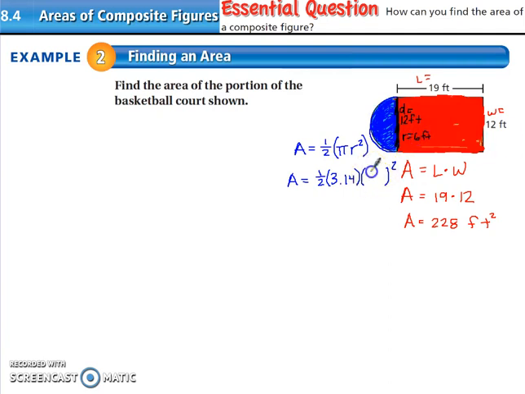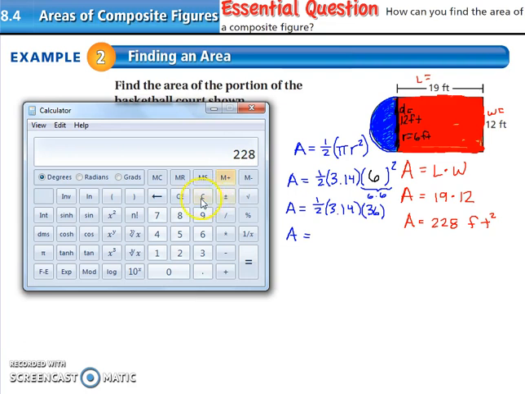So I'm going to go ahead and plug in that 6 feet into my formula, and then follow my order of operations. Exponents go first, so 1/2 times 3.14 times 6 to the second power. What this means is 6 times 6, so I get 36. And then from there I can multiply in any order I'd like. Since we have all multiplication, I can simply multiply in any order. I'm going to go ahead and just multiply in the order that we have. 1/2 times 3.14.